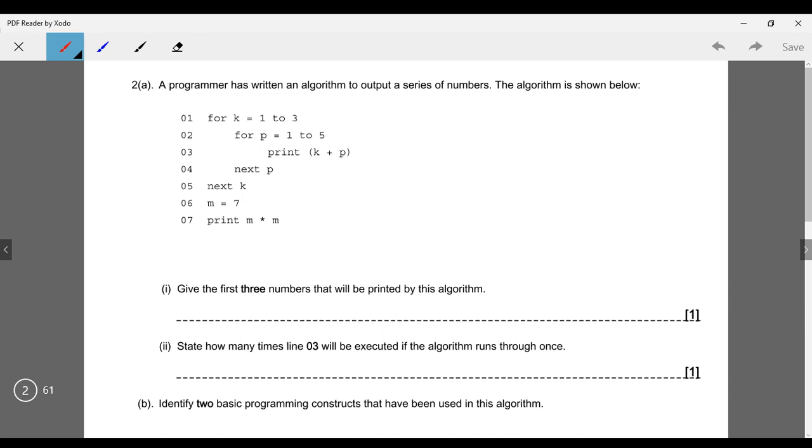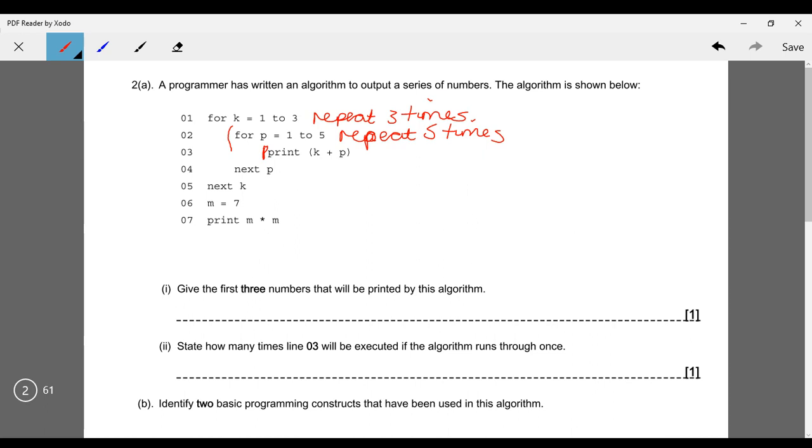So we know that we've got a for loop here, which says for k 1 to 3. So to break this down, my first line basically says repeat 3 times. And what I'm repeating is anything indented. Then my next line here says for p 1 to 5. So this says repeat 5 times. And anything indented under here is what I will be repeating.